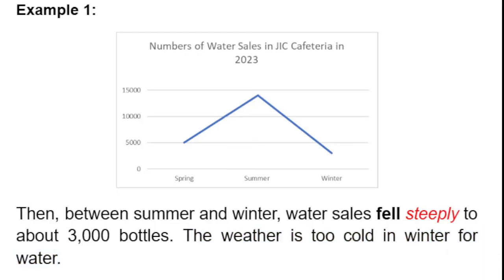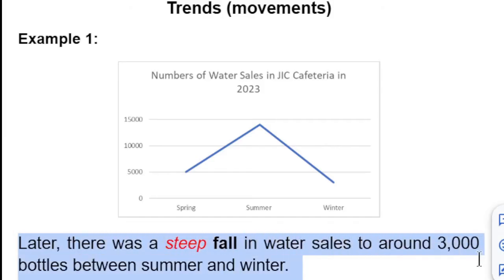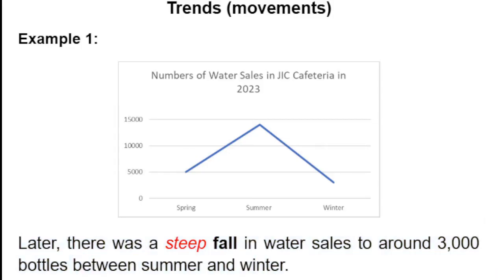Another way to say that is to use the noun adjective form. Let's look at that. Later, there was a steep fall in water sales to around 3,000 bottles between summer and winter. So that's another way to talk about the same trend.